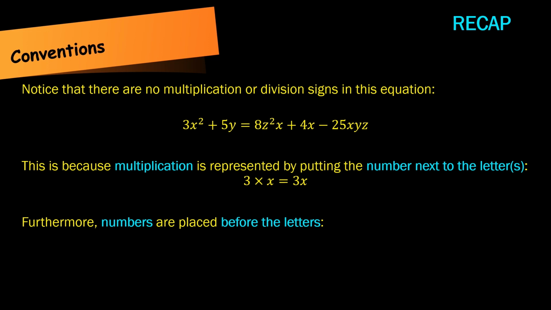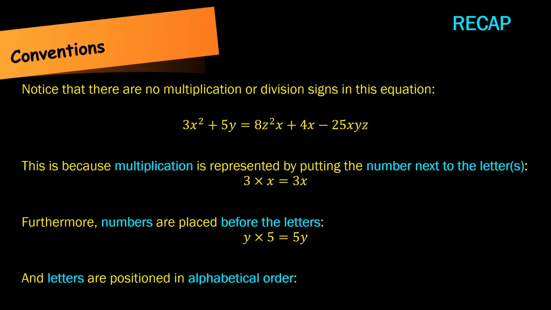Furthermore, numbers are placed before the letters. This means that if we have y times 5, we would write this as 5y. And letters are positioned in alphabetical order. So if we had 25 times z times x times y, we would write this as 25xyz.